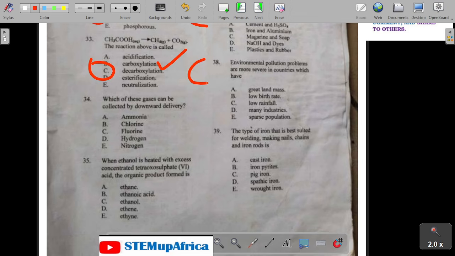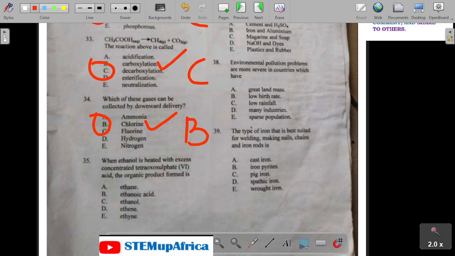Then number 34. Which of these gases can be collected by downward delivery? Downward delivery is also known as upward displacement of air. So downward delivery, that should be chlorine. That is B.